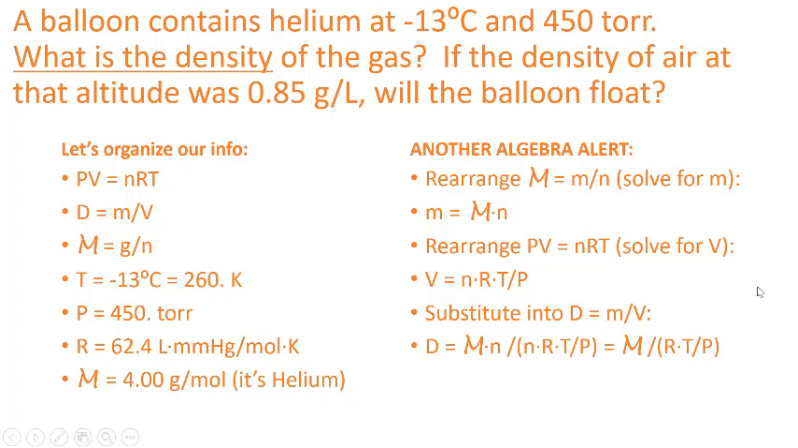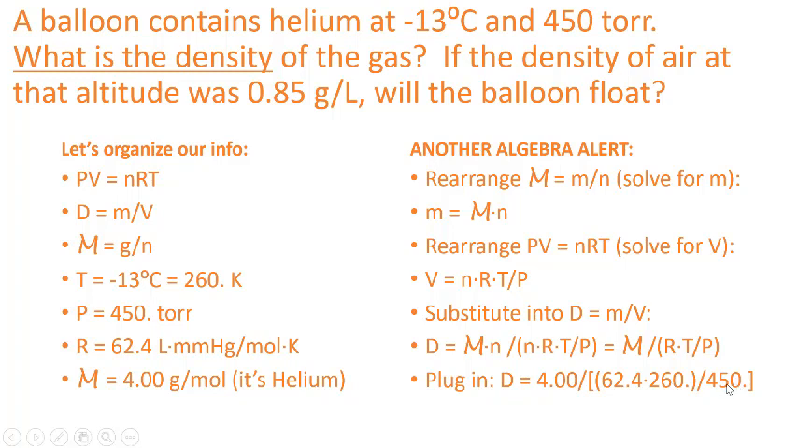I'm not going to put units in because I don't have enough room, but I am going to check that I use the correct units. 4.00 was grams and moles. 62.4 was my unit for R. 260 was my Kelvin temperature. If you try to use Celsius, you will get it wrong. And 450 was my pressure unit.